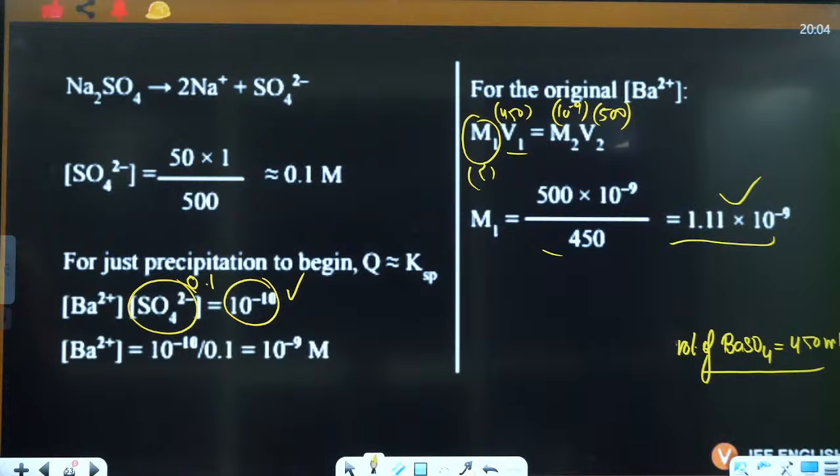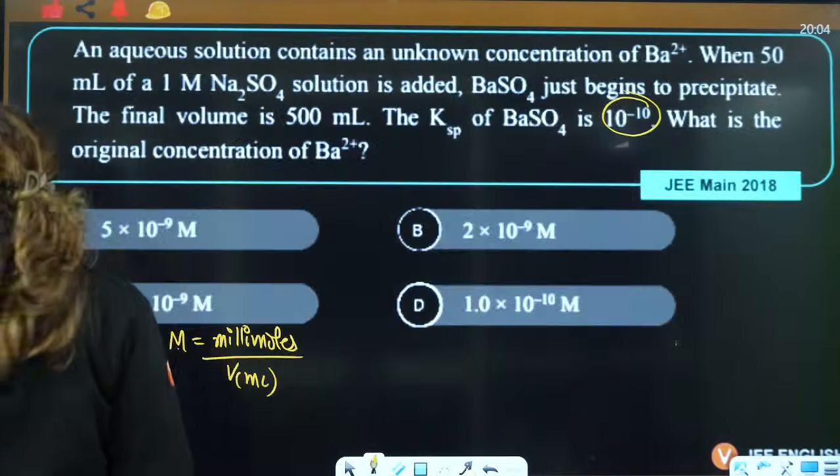Tell me guys, is that clear what we have done here, right?